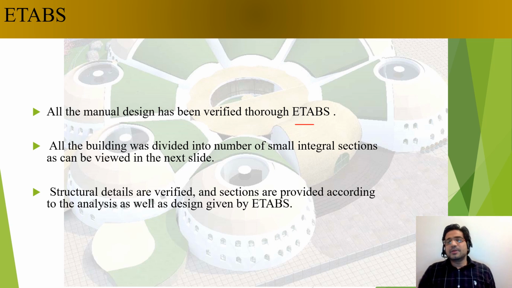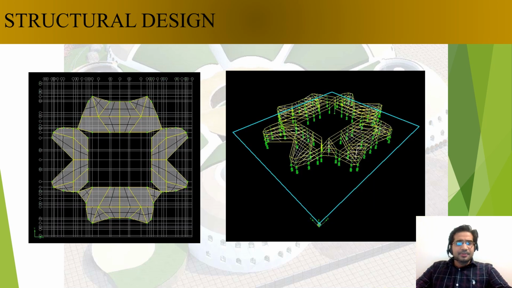All the buildings were divided into small integral sections. Okay, in the coming slide, I will show you the model that was built in ETABS. Let's see. So this was my model for this project. These are the meshes utilized to divide this building into small elements so that the steel details are accurate. Remember, number 10 bar and number 16 bar are provided in different areas of the building, specifically in the domes. So this was verified.